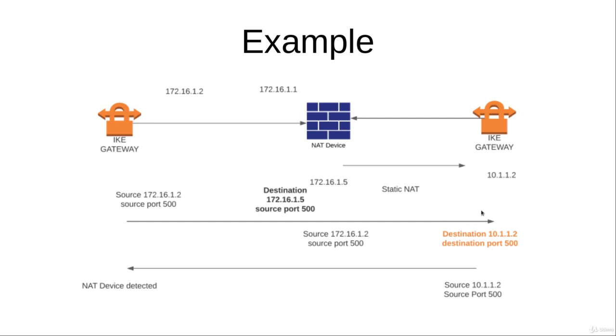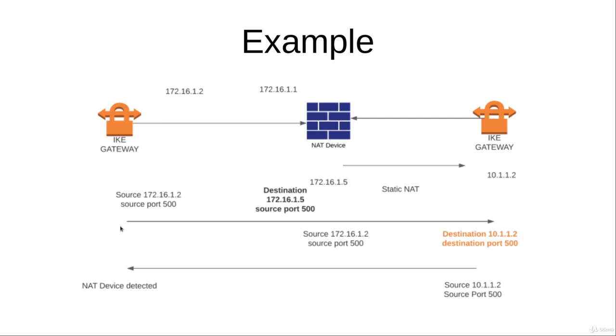We will look at one example in this lecture. We have two IKE gateways. The IKE gateway on the right is behind a NAT device. The firewall on the right is NATing the IP address 172.16.1.5 to the IKE gateway IP of 10.1.1.2. The next steps are in message 3 and message 4.